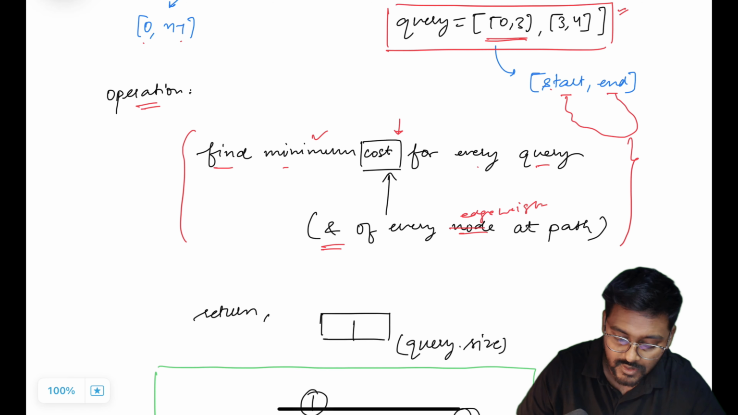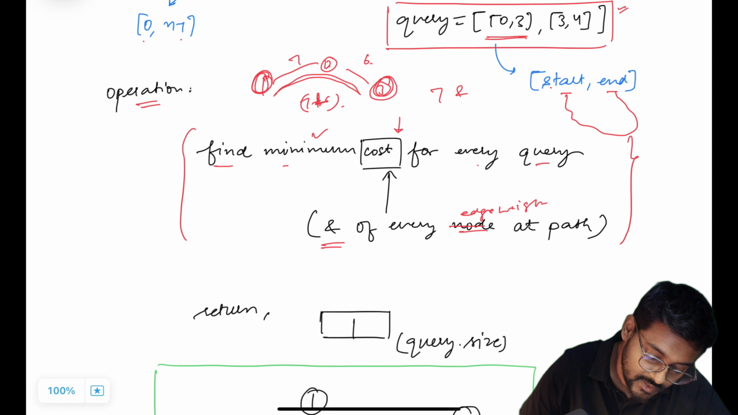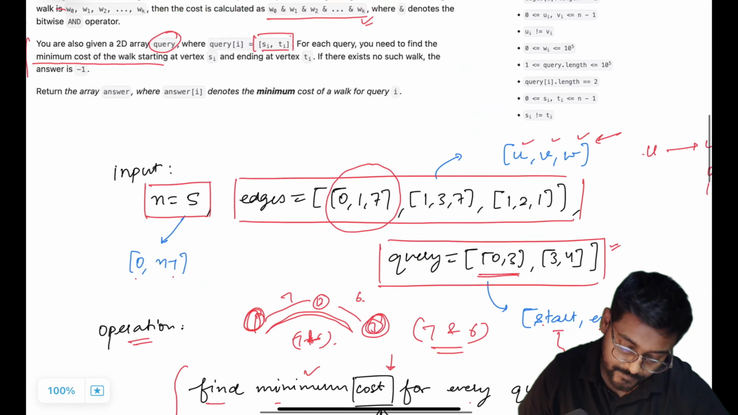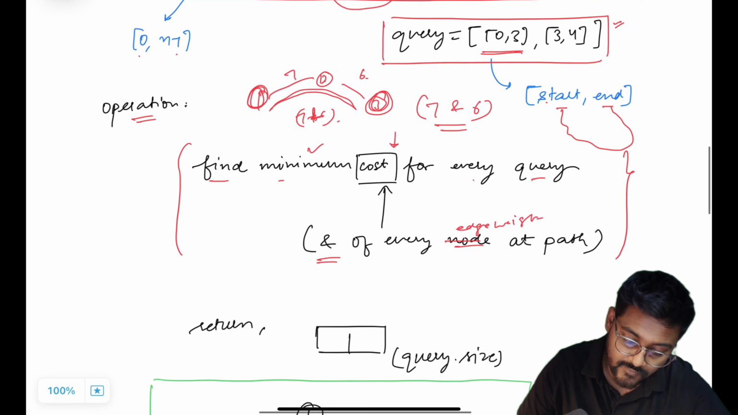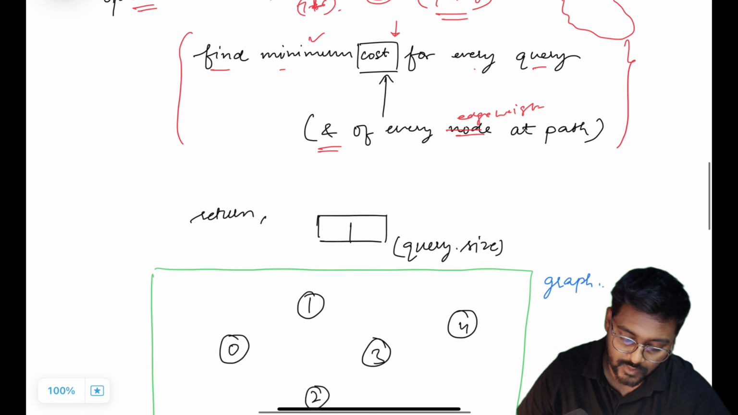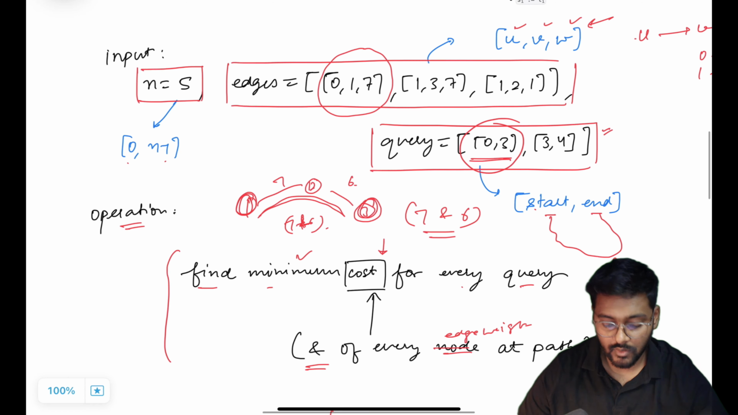So what is the cost? Let's say this is the node count, and this cost is 7, this cost is 6, and we are starting from 1 and ending at 3. So the walk has a cost of 7 bitwise AND 6. So this is the cost, right? This is given to us, and what we have to return is, for every query, the minimum cost. So this is our problem statement.